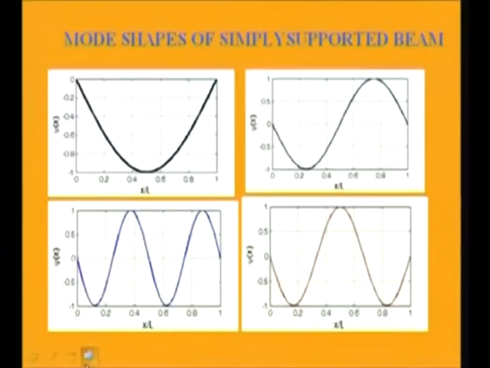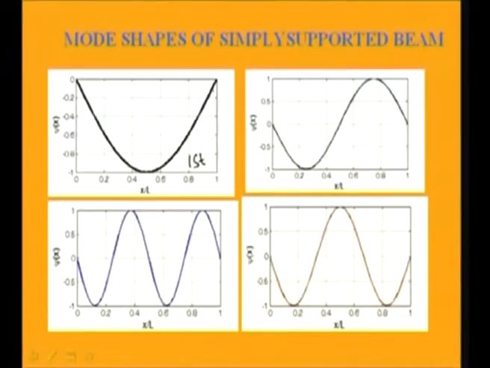So we have found the mode shape for a simply supported beam, and the mode shapes can be given in this way. This is the first mode shape. In the first mode, the beam is vibrating like this, or the mode shape is given by this.